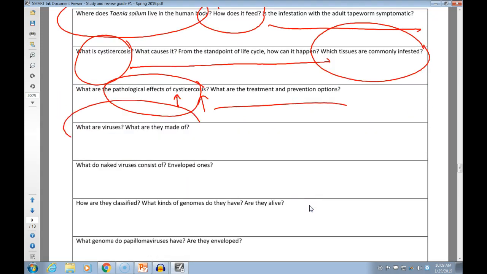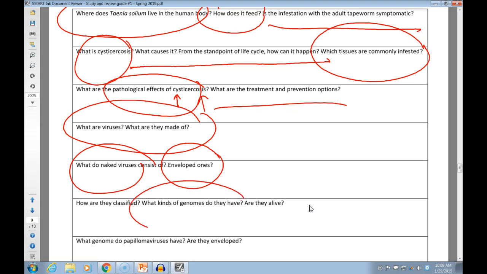Viruses. You need to know the parts: for naked viruses, it's a capsid and genome. For enveloped viruses, envelope, capsid and genome. Does that make sense? What kinds of genomes do they have? They have RNA or DNA, single-stranded or double-stranded. They're not alive.